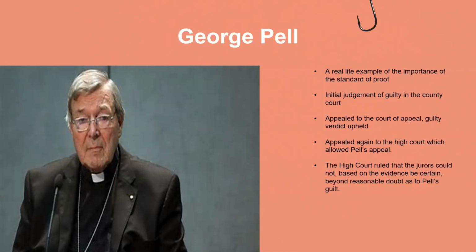It was also the presumption of innocence. Another key principle in relation to fairness of the legal system was flipped as well. Remember, the presumption of innocence is that an accused person is innocent until proven guilty, not the other way around. The High Court ruled that the jurors could not, based on the evidence, be certain beyond reasonable doubt as to Pell's guilt for the reasons previously given to you all. So this case very much showcases the importance of the standard of proof and the real life implications that the standard of proof can have.